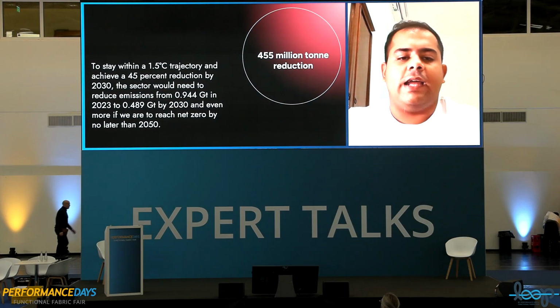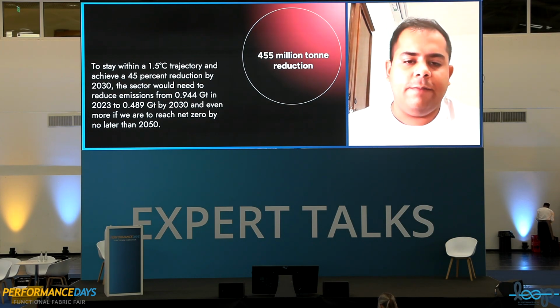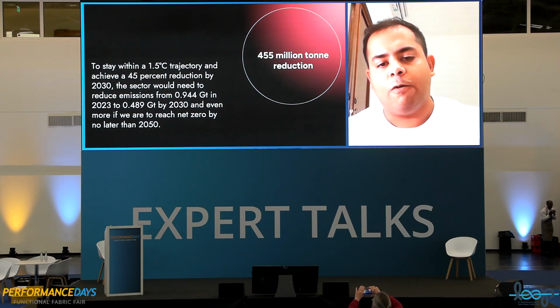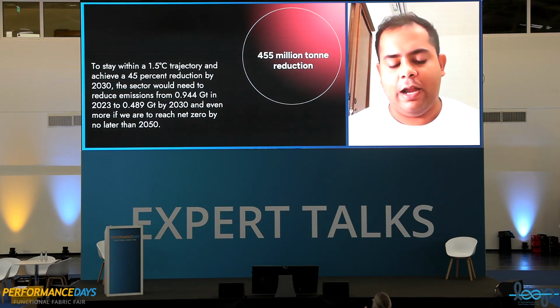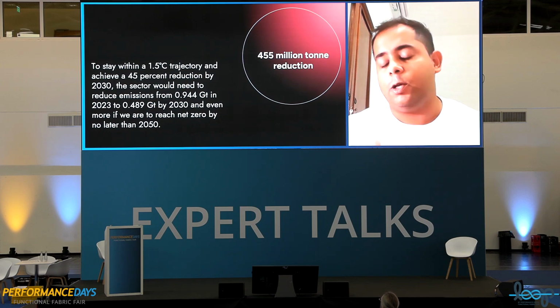So if we go to the next slide, to stay within the trajectory, we need to go down from 0.944 currently to 0.489. And of course, we're going to be higher than 0.944 when the next year's reports come out, because we're not going down.